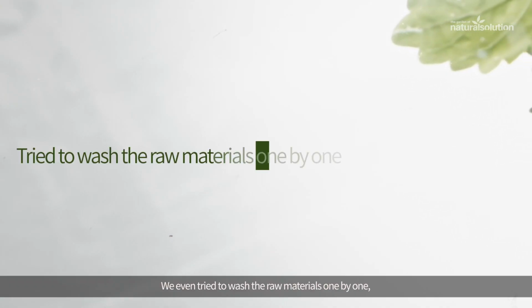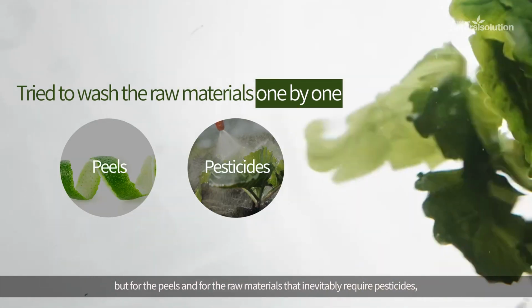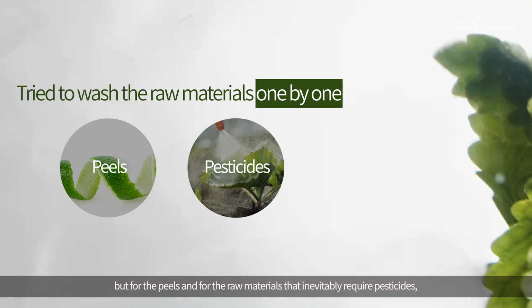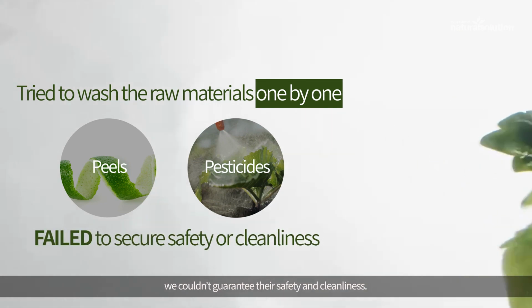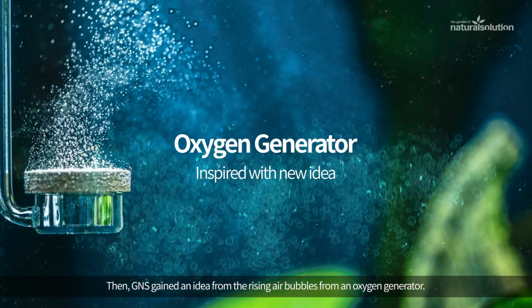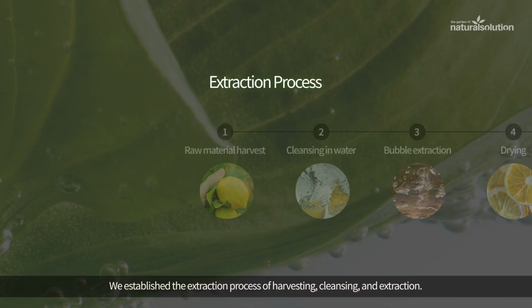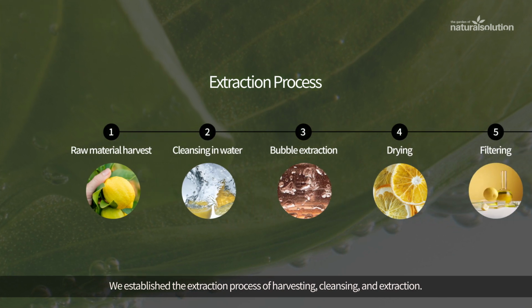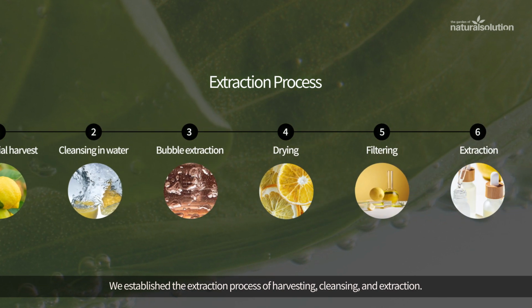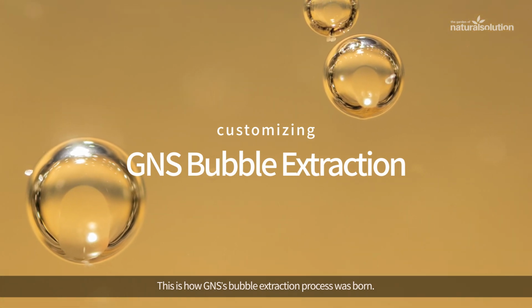We even tried to wash the raw materials one by one, but for the peels and for the raw materials that inevitably require pesticides, we couldn't guarantee their safety and cleanliness. Then, GNS gained an idea from the rising air bubbles from an oxygen generator. We established the extraction process of harvesting, cleansing, and extraction. This is how GNS's bubble extraction process was born.